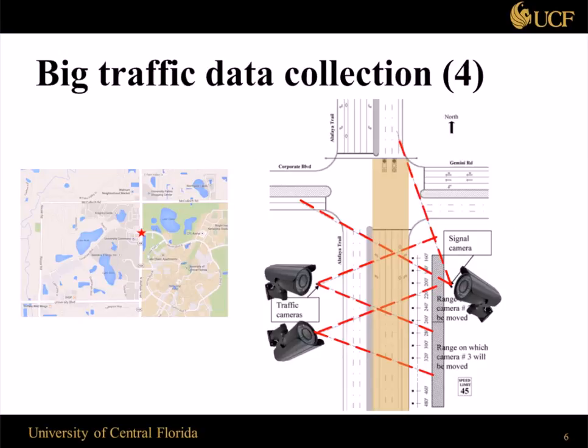In addition to AVI and the MVDS, cameras were also used. 3 cameras were placed at the northbound of the intersection close to the University of Central Florida to collect the traffic information and also collect the vehicle stop and go condition during yellow phases. So here you can see the 3 cameras collect all the information of the northbound.